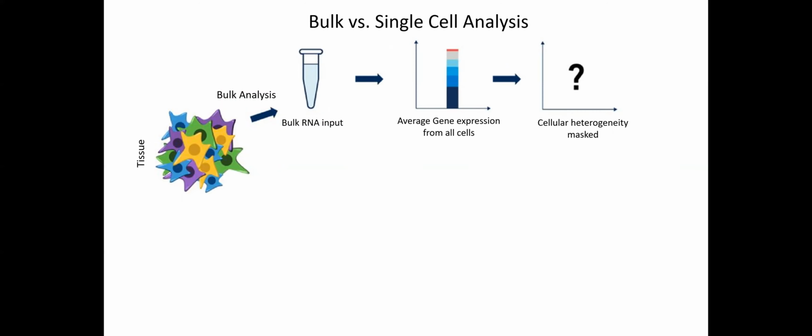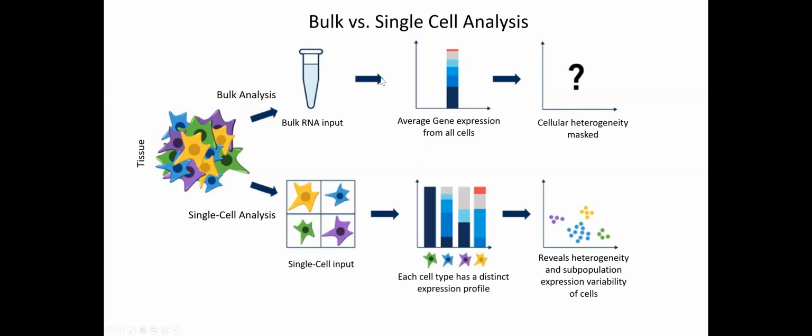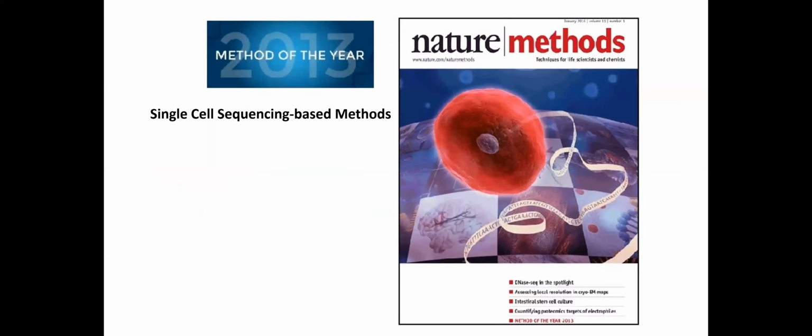Again, this bulk analysis will really give us an average gene expression from the whole tissue per cell or from all the cells together. If we can divide up those cells and get the information from each cell type, we'll start getting how each cell type varies and get a greater appreciation for the heterogeneity of the tissue.